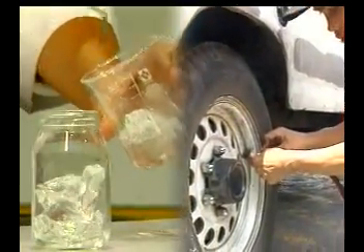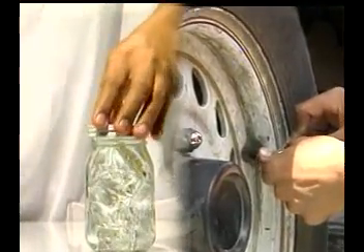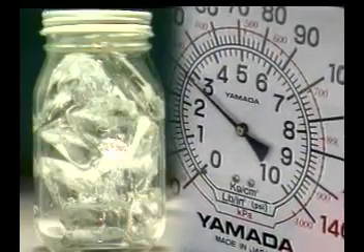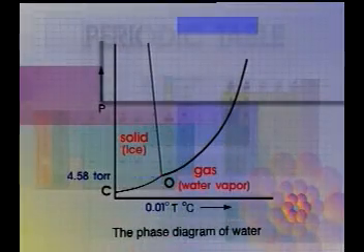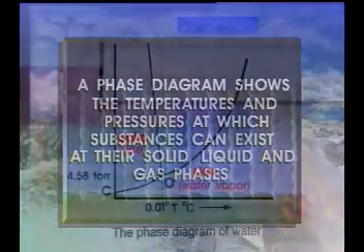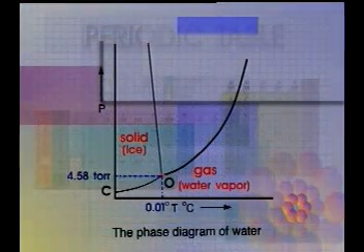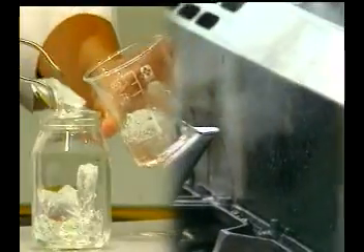The experiments we saw earlier showed that temperature and pressure are the most important variables or factors that determine whether a substance will be in its solid, liquid, or gas phase. We can show this better with a phase diagram. A phase diagram shows the temperatures and pressures at which substances can exist at their solid, liquid, or gas phases. We can make a phase diagram by plotting points on it based on data from experiments. Let's make a phase diagram for water.